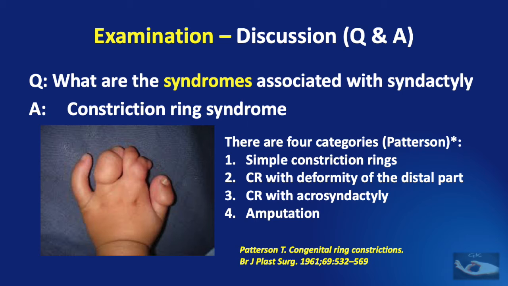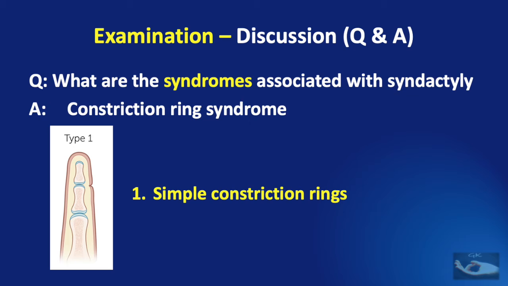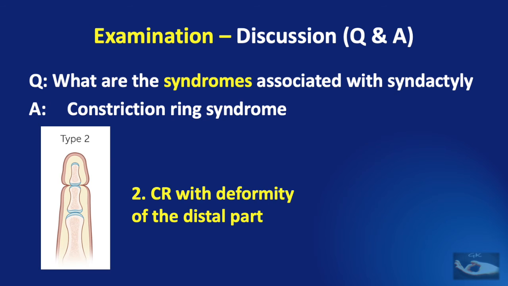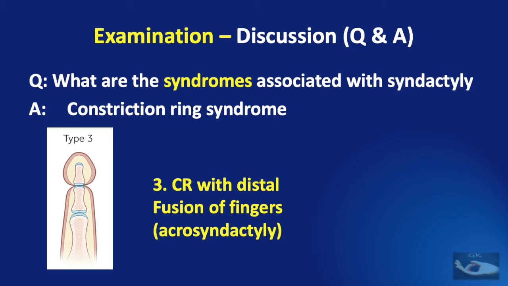When we consider the constriction ring syndrome and the syndactyly that occurs in this condition, there are 4 categories as described by Patterson. The first is simple constriction rings, the second is constriction ring with deformity of the distal part like lymphedema, the third is constriction ring with distal fusion of the fingers called acrosyndactyly, and fourthly amputation of the fingers. That is type 1 with simple constriction rings, type 2 constriction ring with deformity of the distal part, which is usually lymphedema, type 3 constriction ring with distal fusion of the fingers called acrosyndactyly.